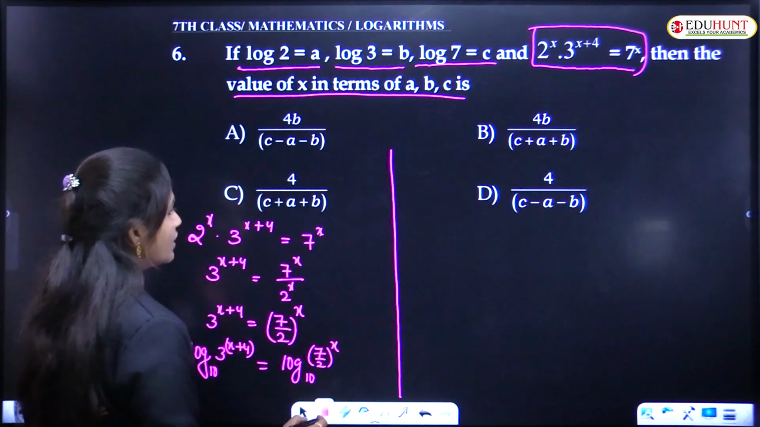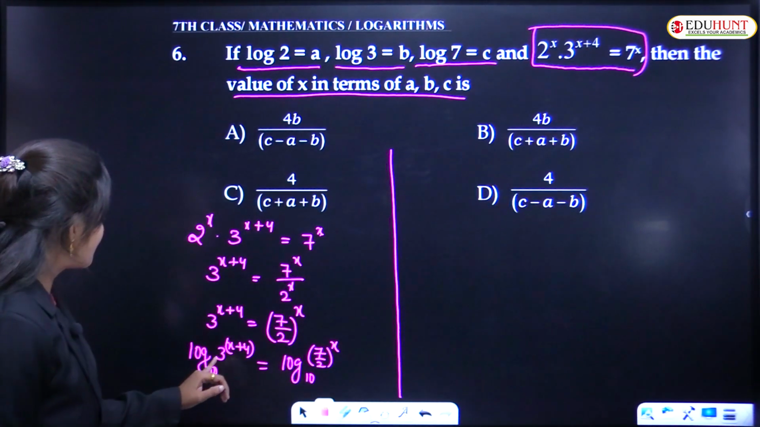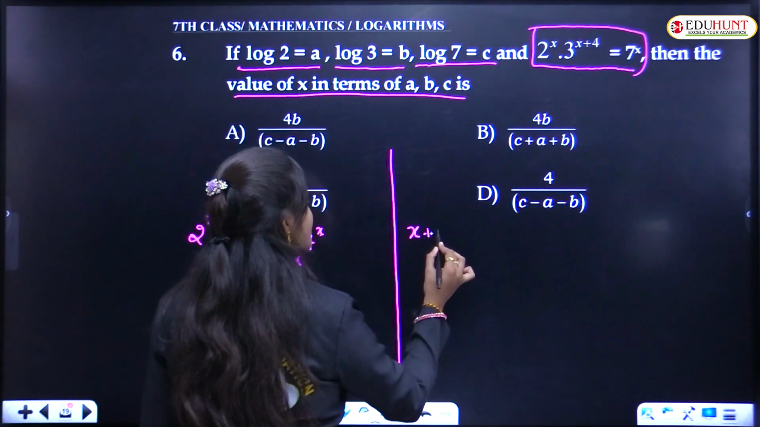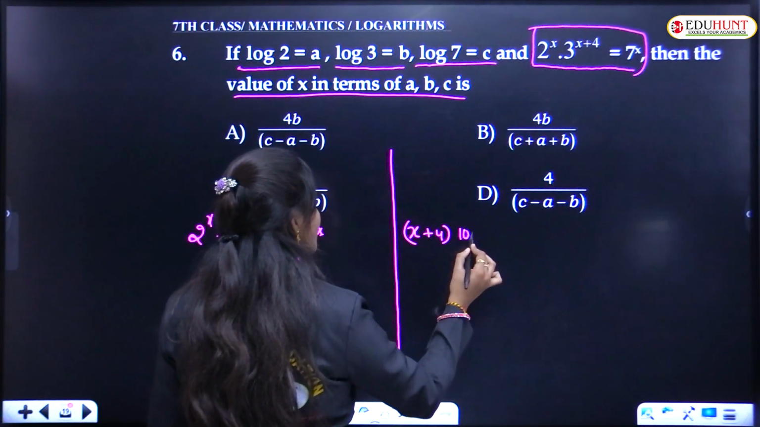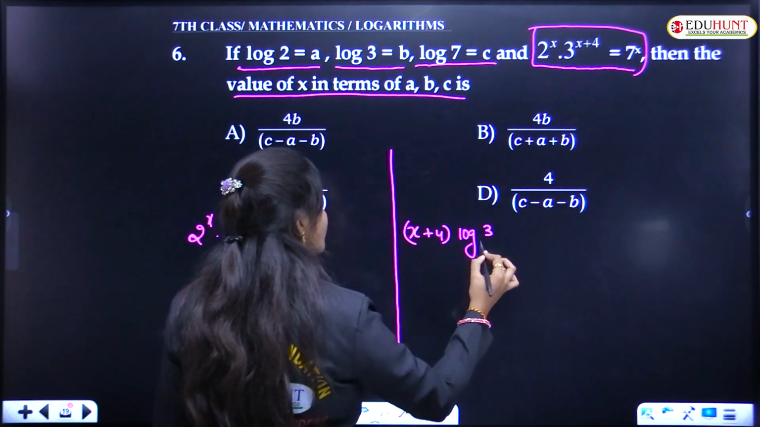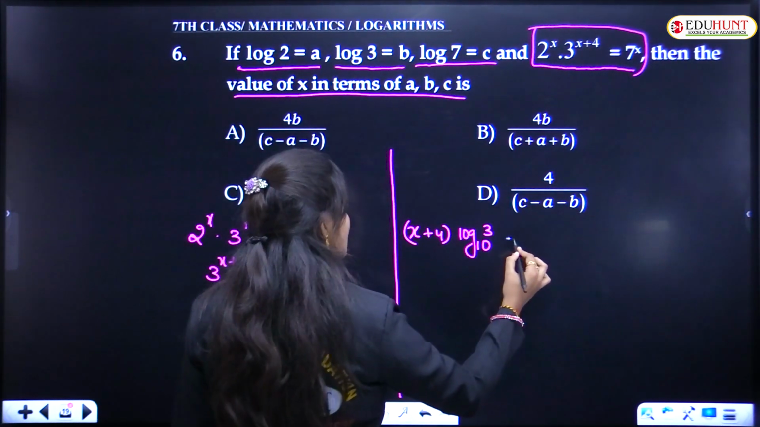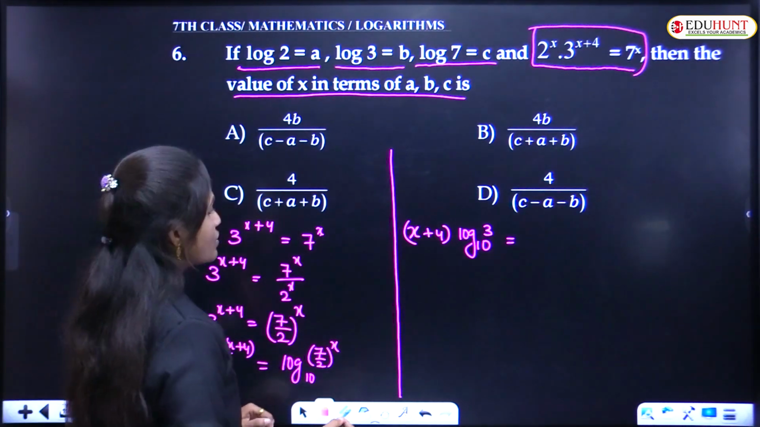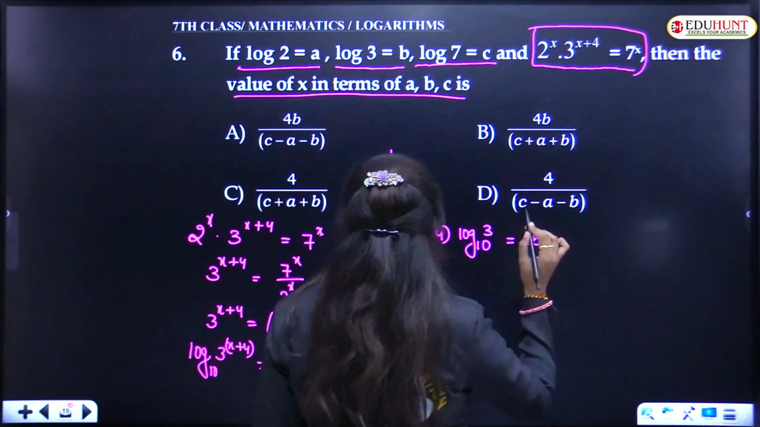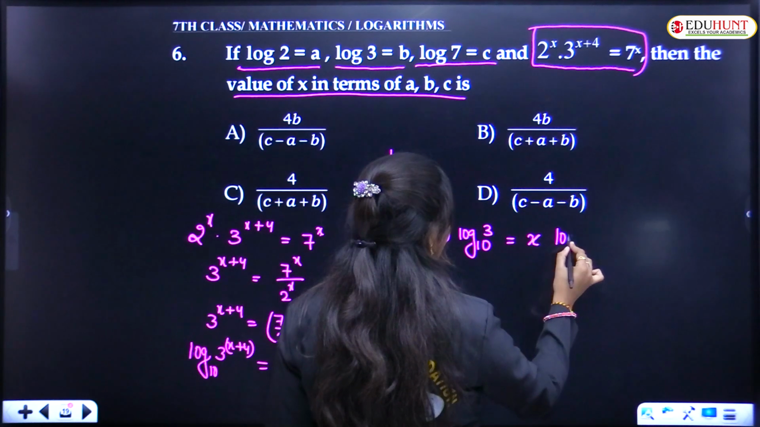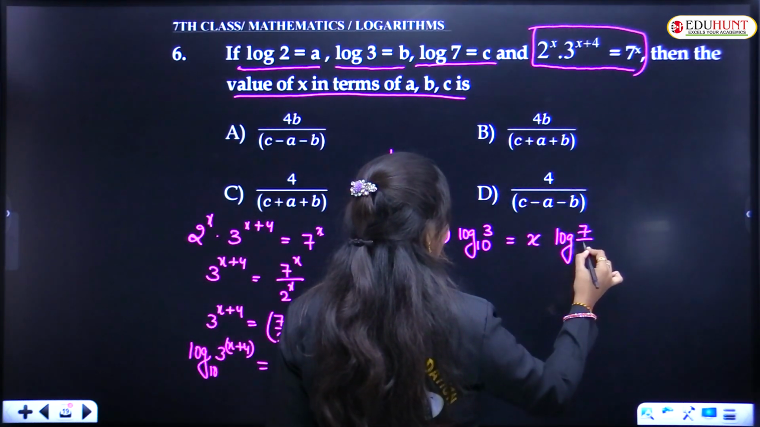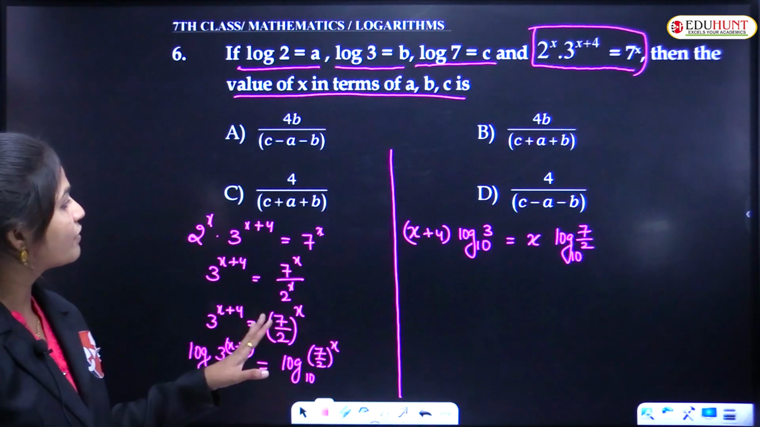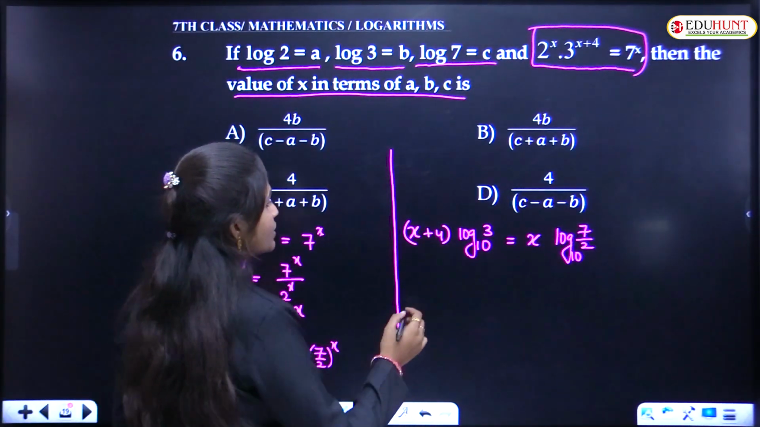Okay. Now just observe that 3 power is there, no? So that's why this one we can write as x plus 4 into log 3 to the base 10, which is equal to, here 7 by 2 whole power x is there, no? So that's why this is x into log 7 by 2 to the base 10. Clear? So after this, how to write? I'll tell you, see that.